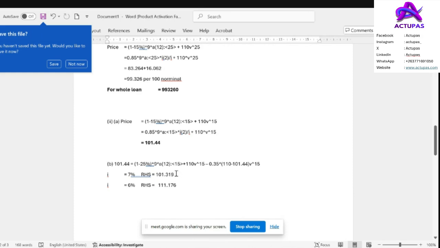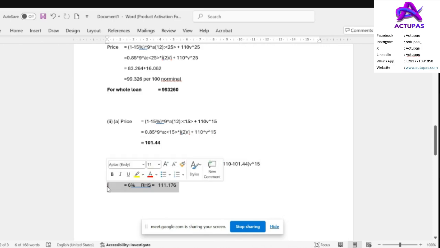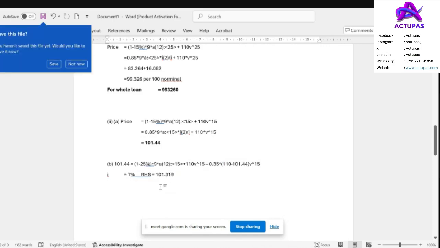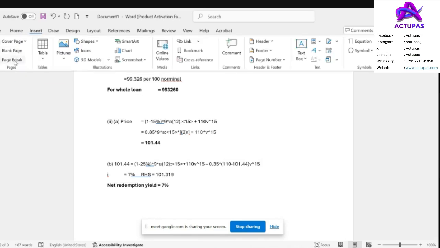And if you look at this i of 7%, 101.319, this is very close to 101.44. So we don't even need to interpolate. We can then say our net redemption yield is equal to 7%, because we've seen this. If it had been very different from this one, we would have needed to interpolate. So our answer is 7%. So we are done with the second question on loan schedules.